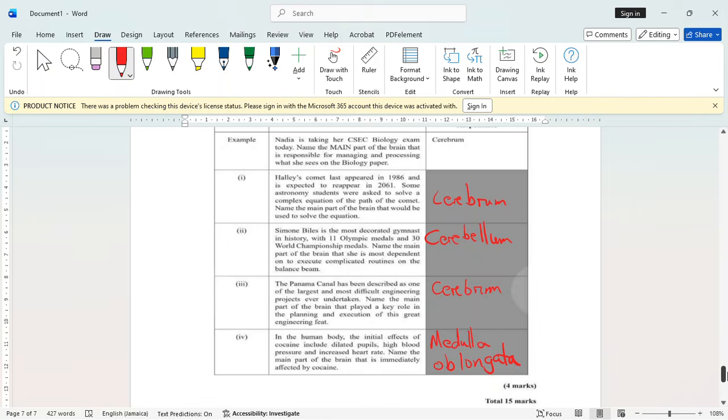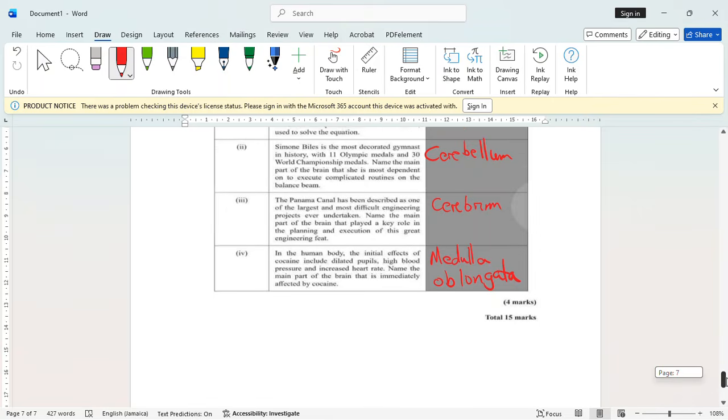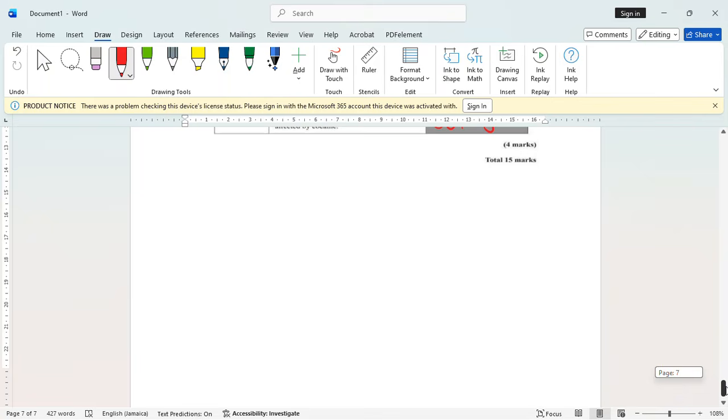So once you know the different parts of the brain, you would have been able to maximize on those marks.